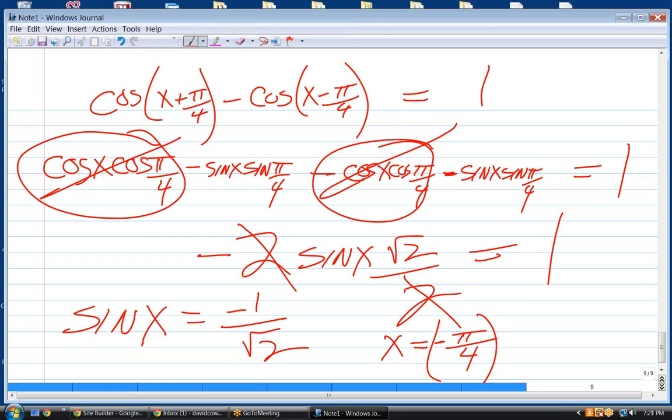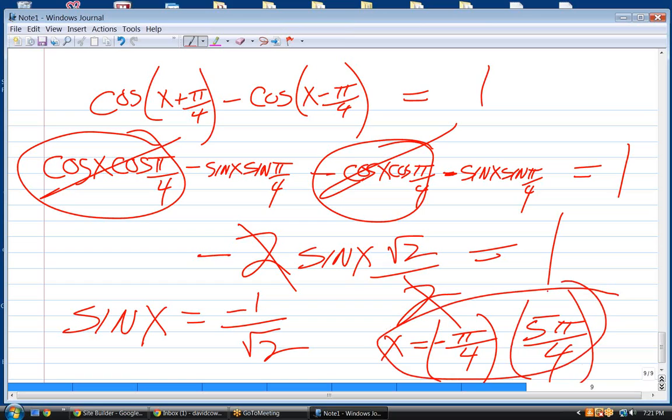And where else? Since we're in the unit circle, there's going to be another quadrant where we're going to have a pi over 4. So which quadrant is sine going to be negative in with that pi over 4 angle? 3. Yes. 5 pi over 4. So those are actually the two solutions. You could also say 5 pi over 4 and 7 pi over 4.